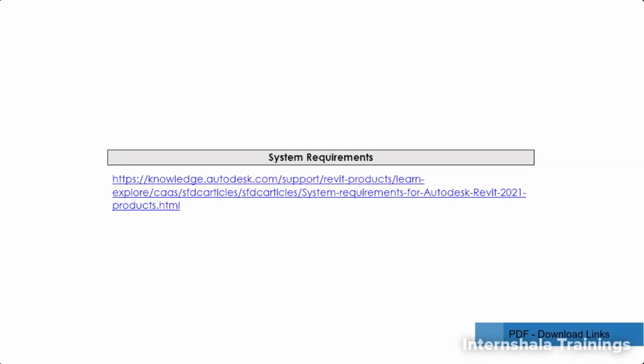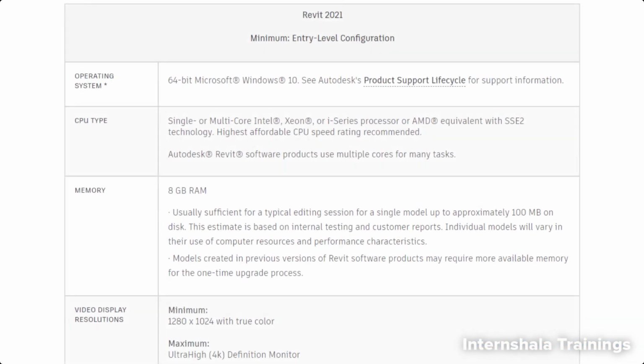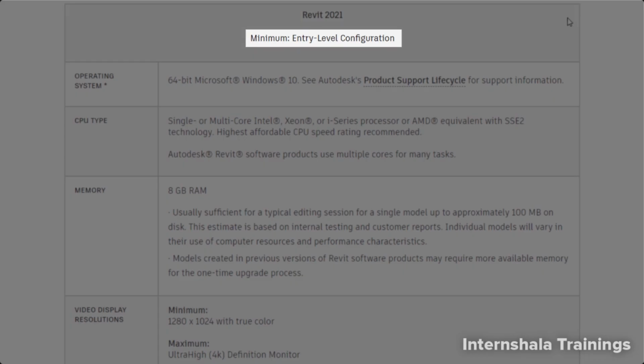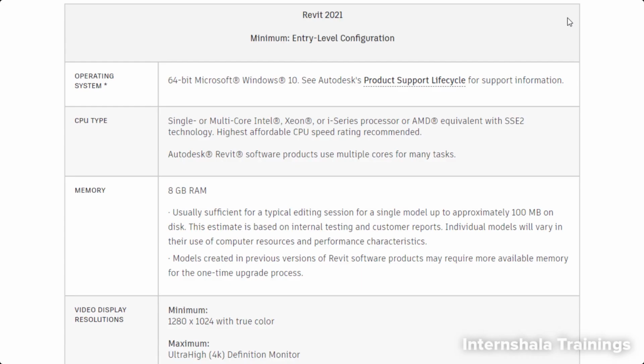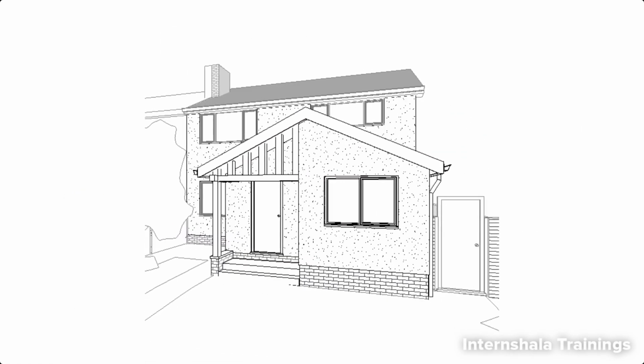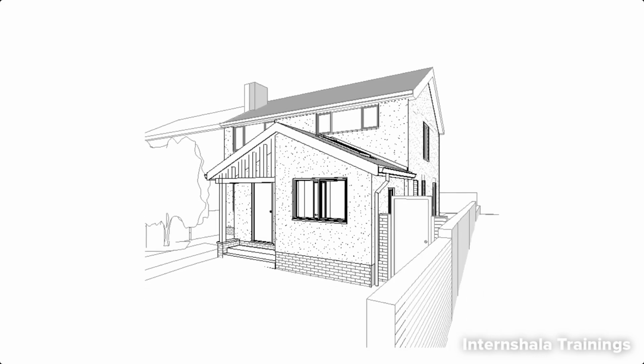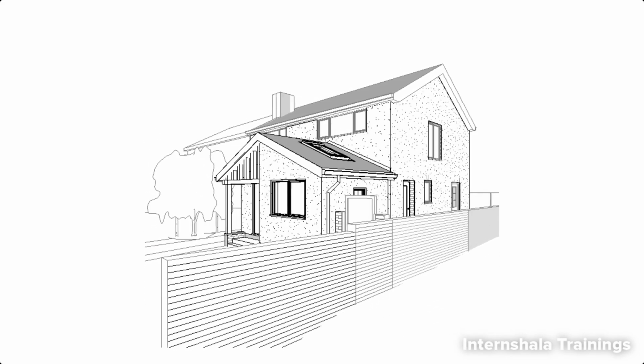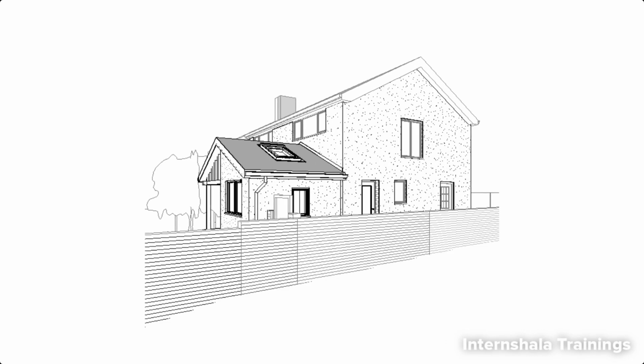Autodesk provides guidelines on the requirements to run different levels of models. The first is the minimum, which is an entry-level configuration. And this is also what is required to run Revit LT. This allows for a typical editing session for a single model up to approximately 100 megabytes on the disk. An example of this will be a small housing project.